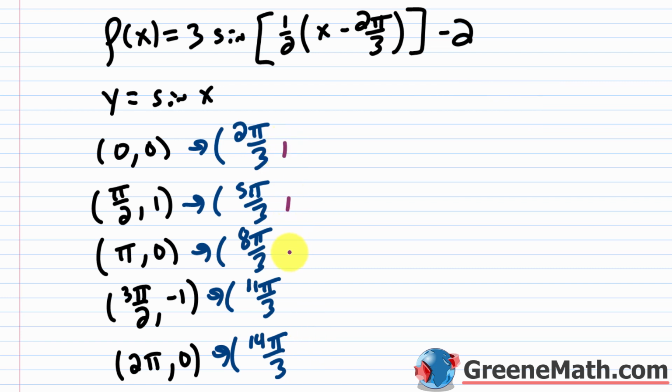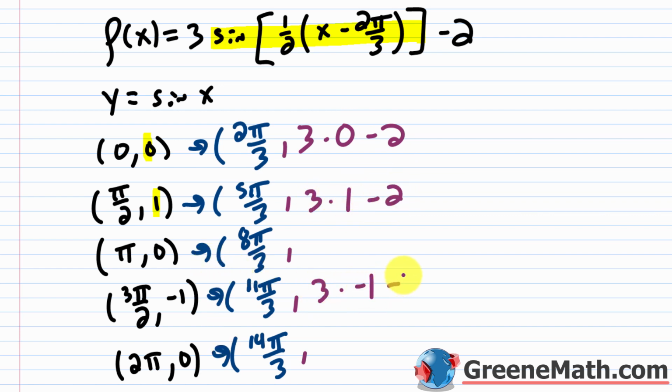Okay, so for the y values here, again, very straightforward. I know that if I plugged in 2 pi over 3, this guy right here would turn into 0. If I plugged in 5 pi over 3, this guy right here would turn into 1, so on and so forth. So the shortcut here is just to say that I'm going to multiply by 3 first, then subtract away 2. So I'm getting a vertical stretch by a factor of 3, and then I'm shifting down by 2. So I'm just going to go 3 times 0 minus 2. Here I'm going to go 3 times 1 minus 2. And you could skip this one. This would be 3 times negative 1 minus 2.